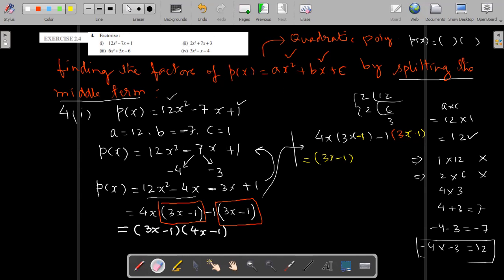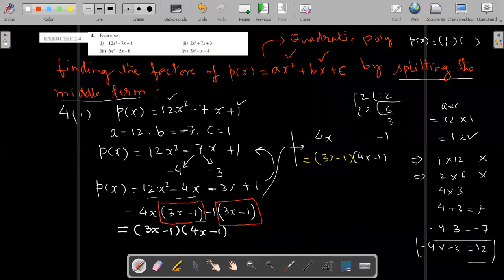That means I can say that this I have taken common, so remove this one. And this I have taken common, so remove. What is left in the next bracket? It should be equal to 4x minus 1. Like this, you can remember it. Just you can hide these two things. Whatever is left will be written in the next bracket. So this is the factor.